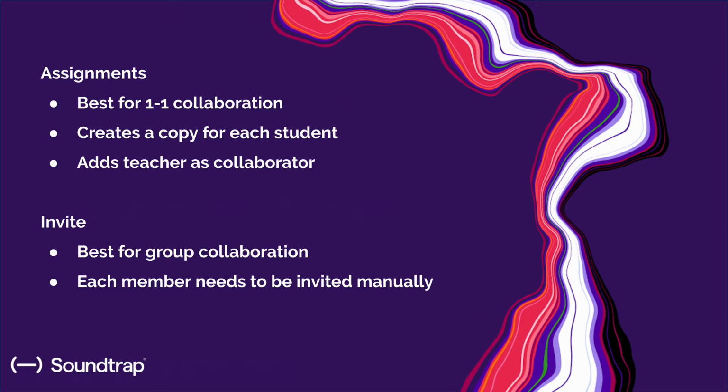The first is with an assignment, and this is best for one-on-one collaboration because it creates a copy of a project for each student. And it puts you as the teacher, as a collaborator, on that copy for every student. The second way to collaborate is with an invite. This is best for group collaboration, and each member needs to be invited manually. So let's look at what these look like.